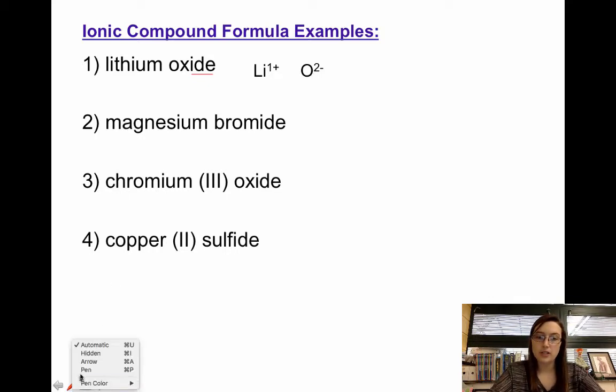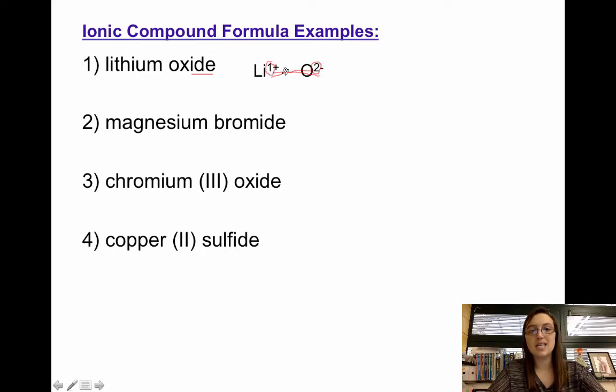Now what we can actually do is use the crisscross method. For the crisscross method, you circle just the number. Don't worry about the charge, just circle the number. So I'm going to circle the 1 and I'm going to circle the 2. Leave the charges out, but then we crisscross. This tells us how many of each atom we need.